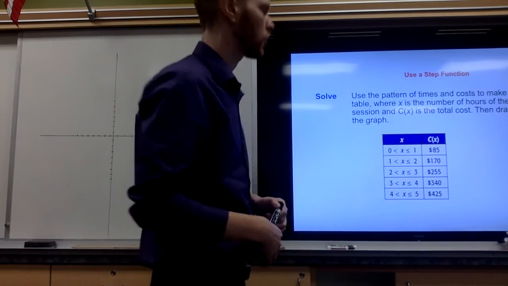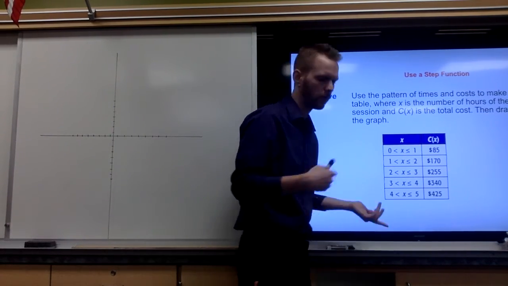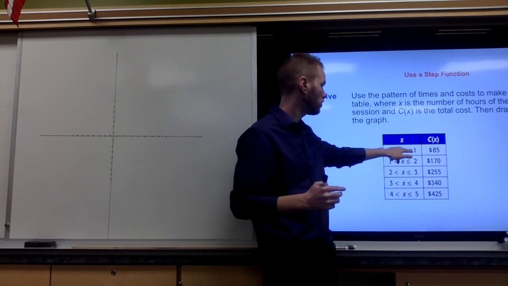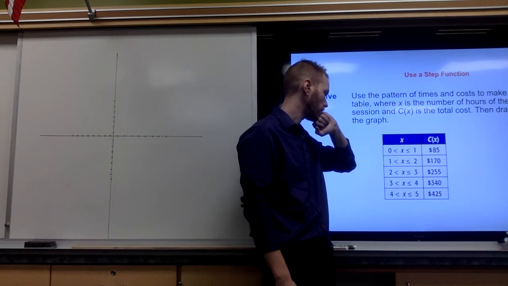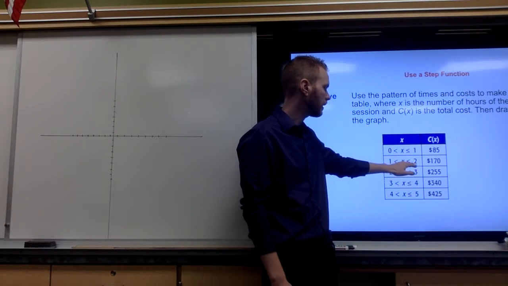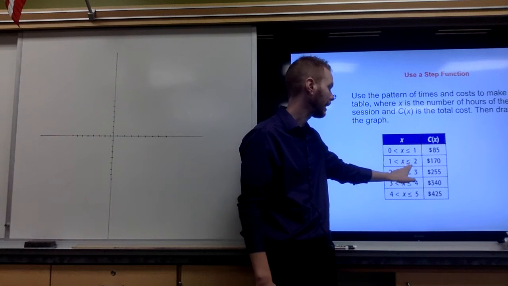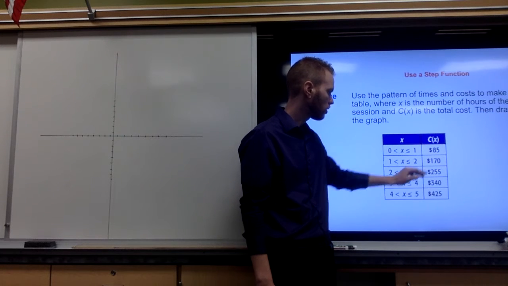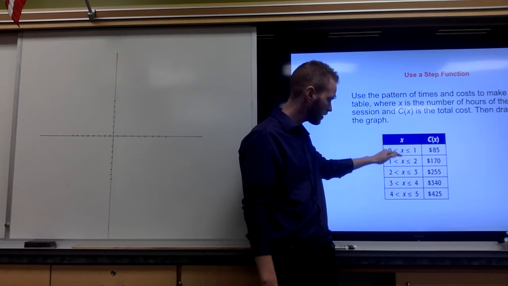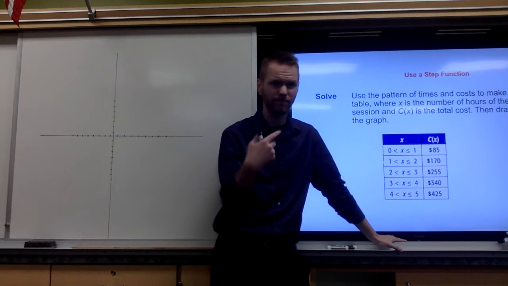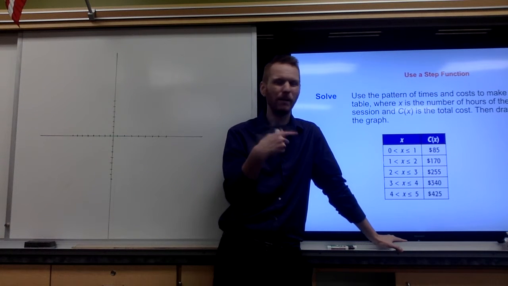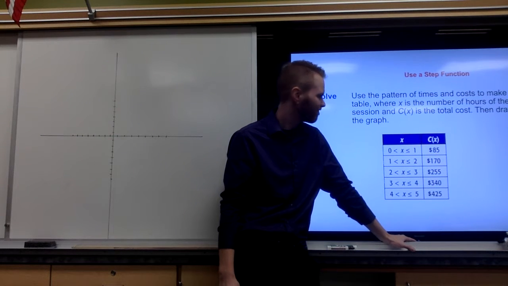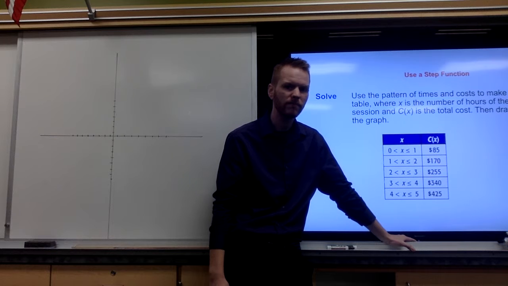So what we're going to do is we're going to create a table here just to see what this is going to look like graphic-wise. So from 0, including 1, you get charged $85. Between the first hour and the second hour, including if it actually hits the second hour, that's the equal to sign, you get charged $170. 2 to 3, you get charged this much. So notice something. The x's go up incrementally, by 1. But look at the rate that they're being charged. Okay. It's doubling each time, right?